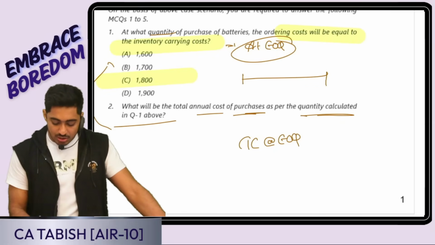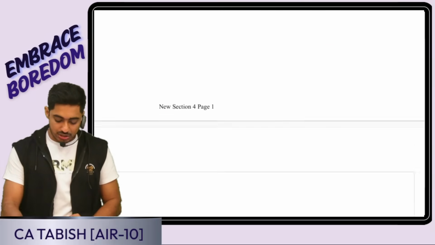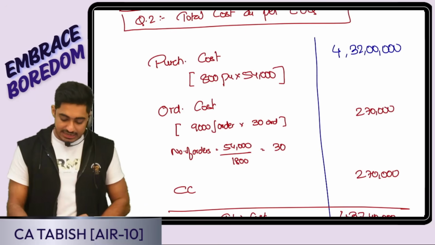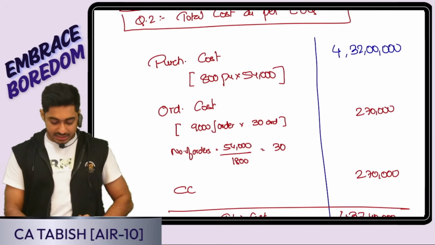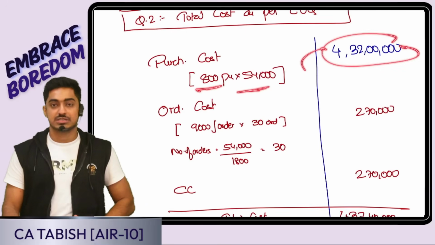Second, what is the annual cost of purchase as per EOQ? Total cost in EOQ, so I will calculate. First I have the purchase cost, 800 per unit into 54,000. I will get the purchase cost.